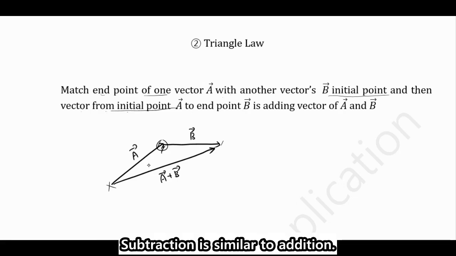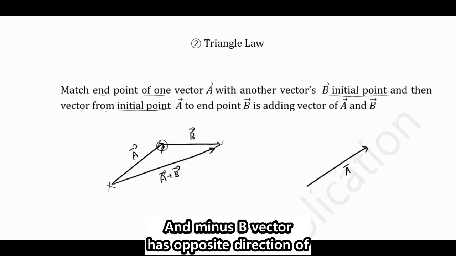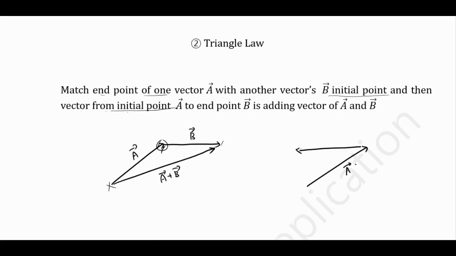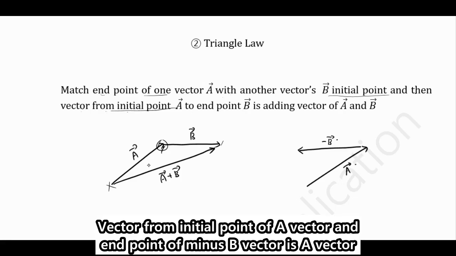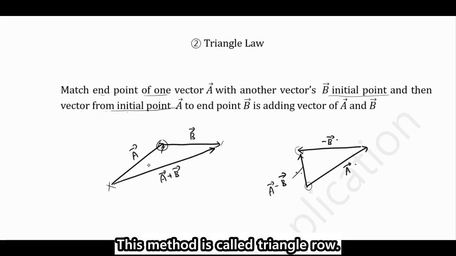Subtraction is similar to addition. We find minus B vector. We have A vector, and minus B vector has the opposite direction of B vector and has the same magnitude of B vector, like this. So the vector from the initial point of A vector to the endpoint of minus B vector is A vector minus B vector. So this method is called triangle law.